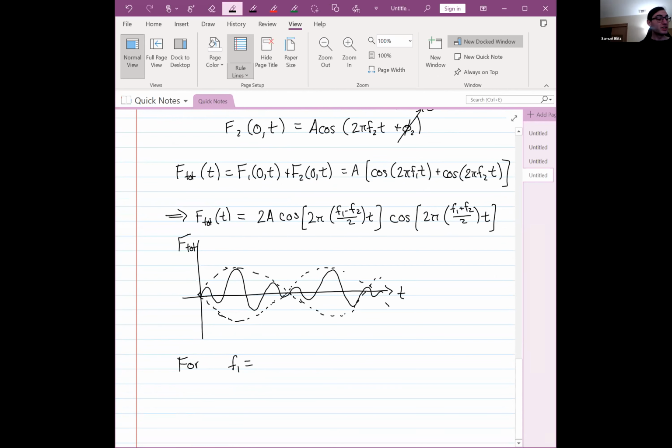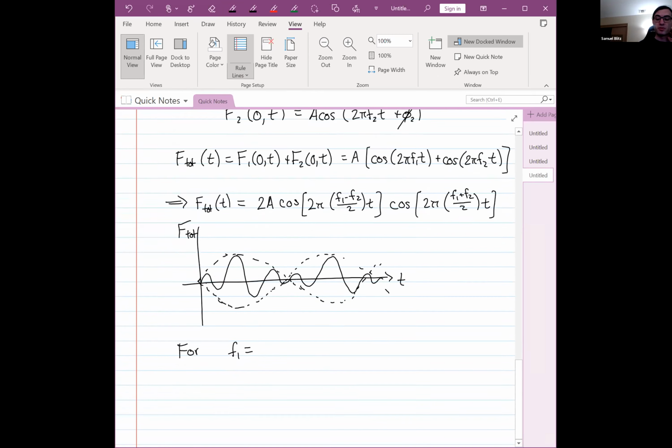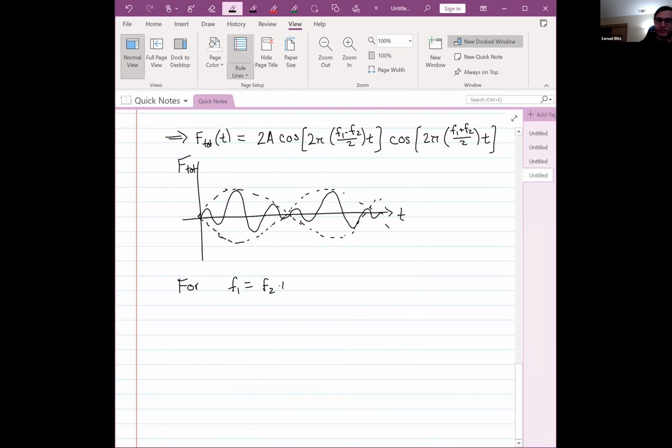Okay, so now the lowercase f means frequency. So for f1 equal to f2 plus the change in frequency between the two, the difference in frequency, and we also want that delta f small. When the difference in frequency is small, which is what delta f means, then we get 2a times cosine of pi times delta f times t. This varies slowly. This is this term here, by the way.